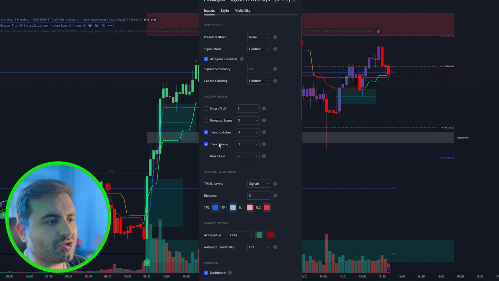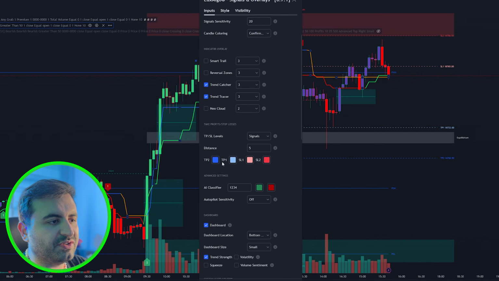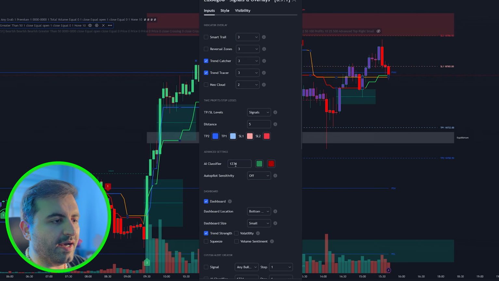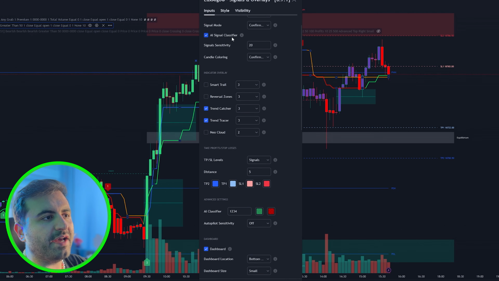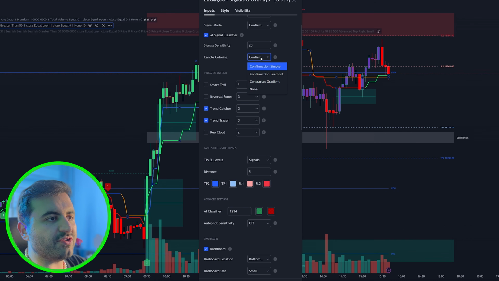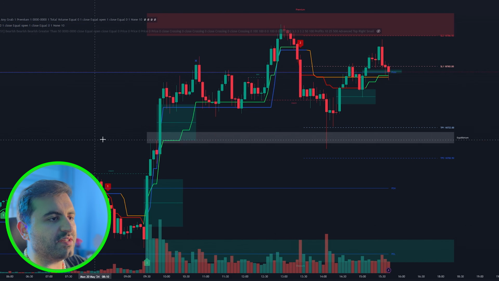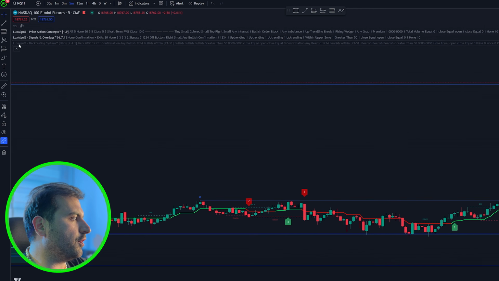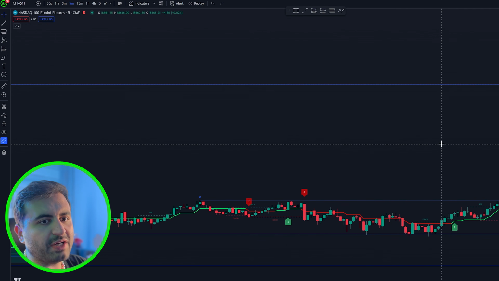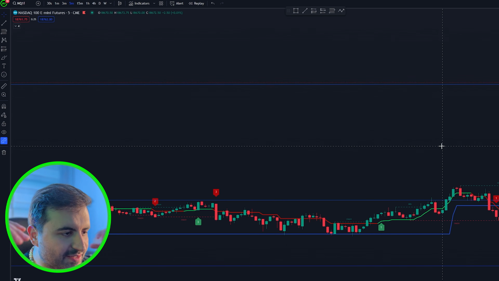We will enable trend catcher and trend tracer. You will go down. This is the new update. From now on, you can just enable the take profit and stop loss levels with the TP1, TP2, SL1, SL2. It's a very nice update. We are enabling the AI classifier like always, so you can just disable the candle coloring. We don't use that much in this specific strategy. If you have done that, just hit the OK button. You can also disable the volume because it's too much on your chart. We don't like that. The simplicity is the best.